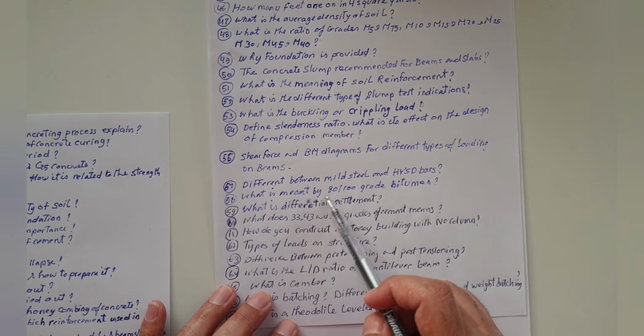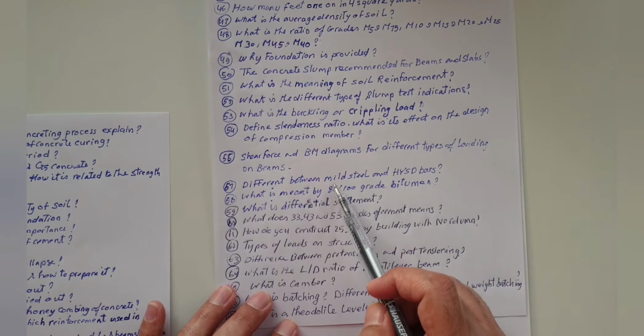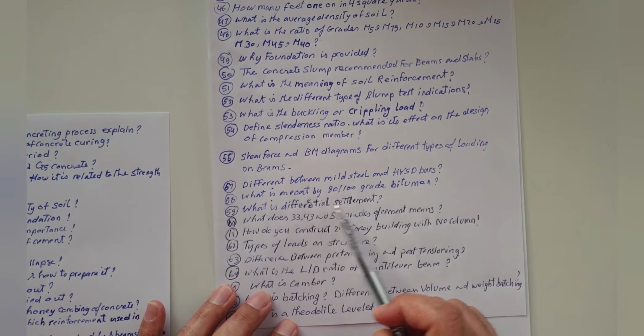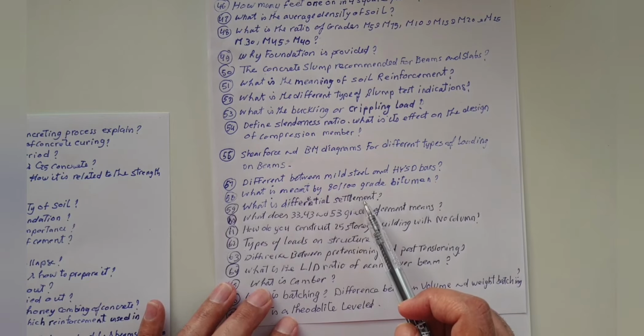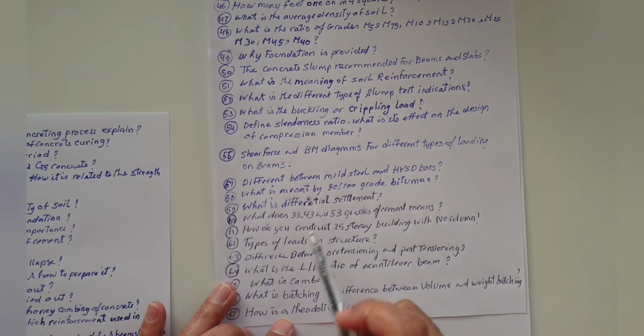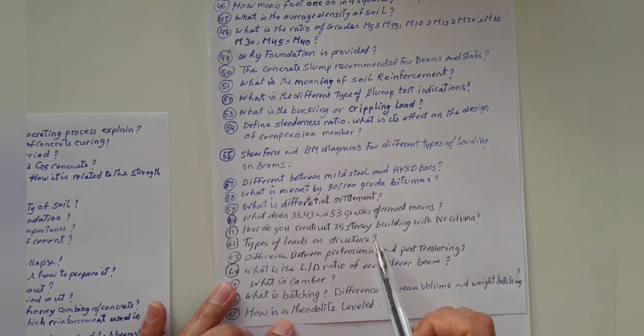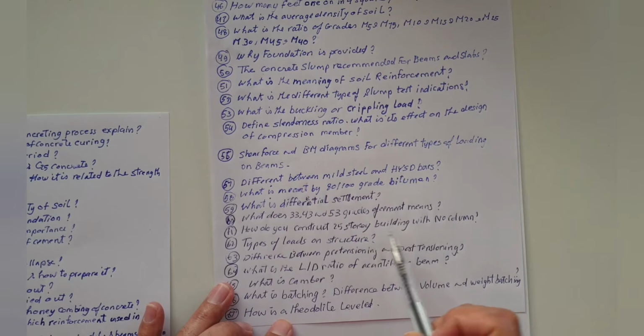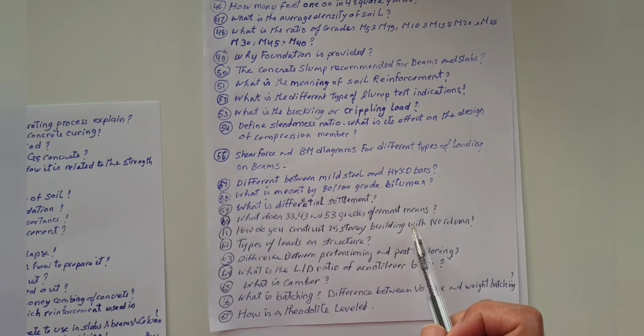What is the meaning of 80/100 grade bitumen? What is differential settlement? What is the system used in high-rise buildings like a 30-floor or 40-floor skyscraper? What is the system of construction used in this one?